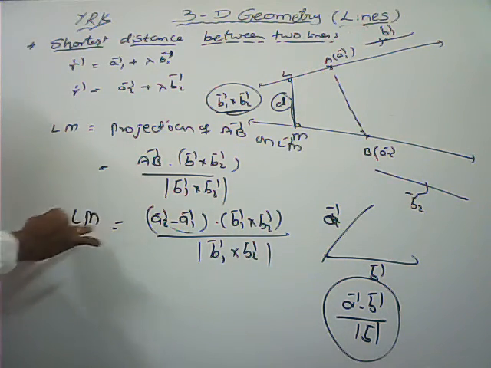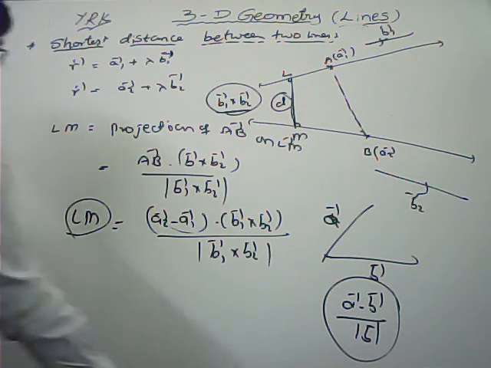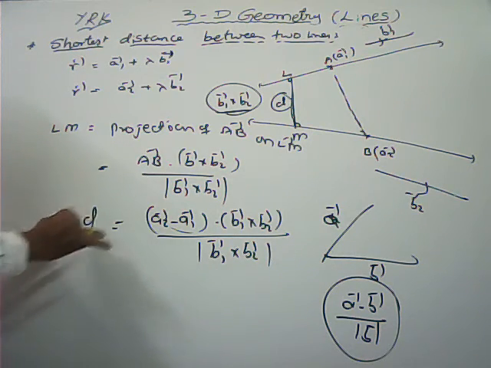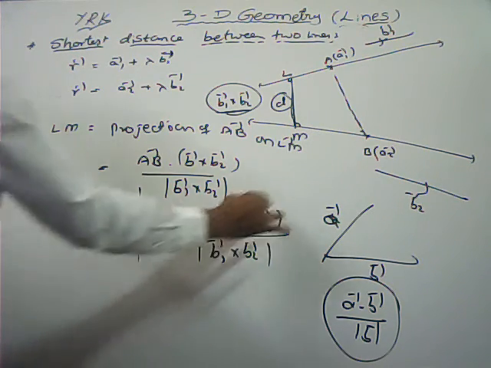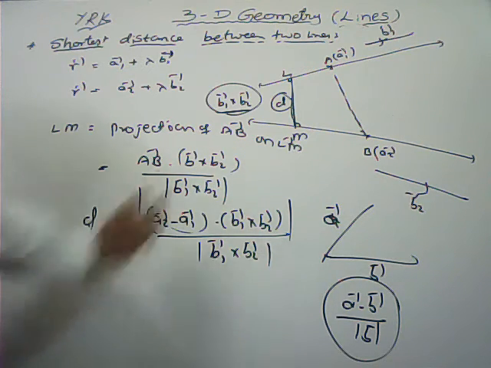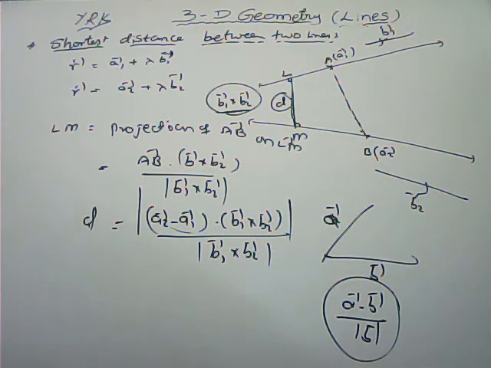So here LM is nothing but the shortest distance between the two skew lines. This one I am representing with D only. D is always positive, so you can put modulus. Why? Because distance we always consider positive. So this is the formula.